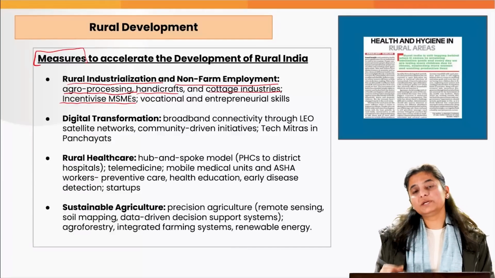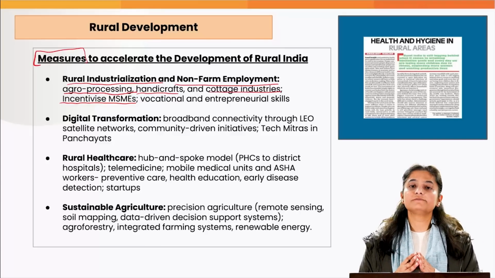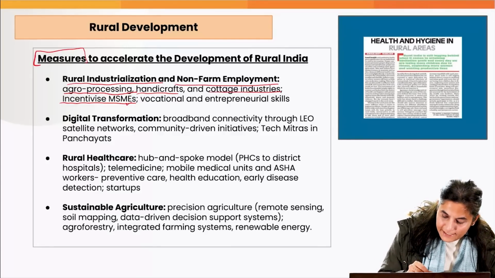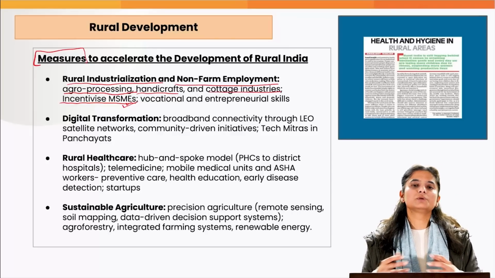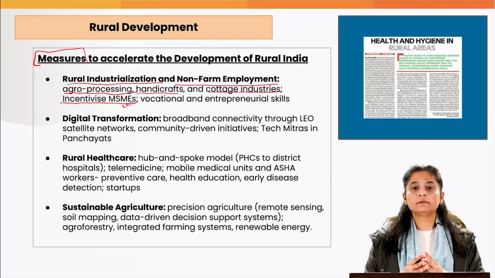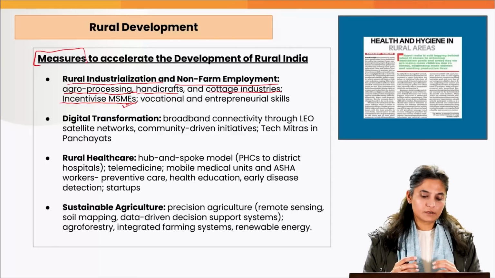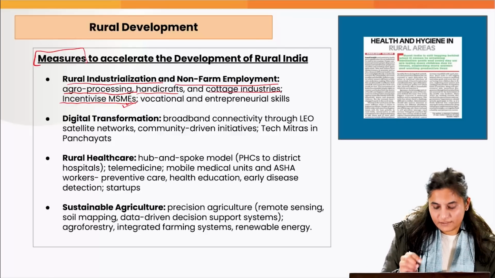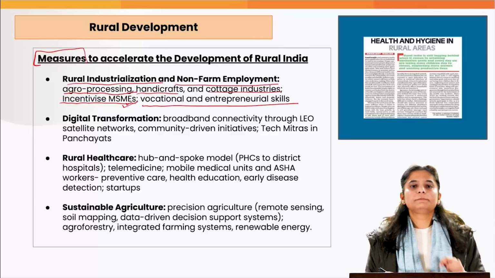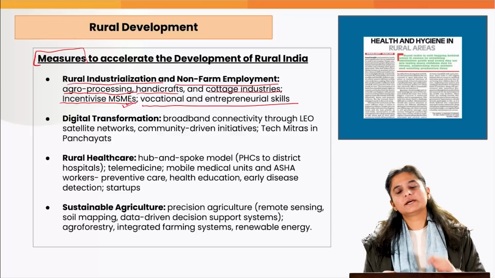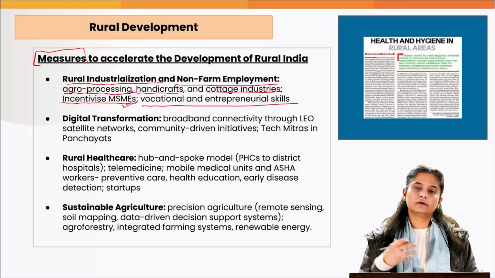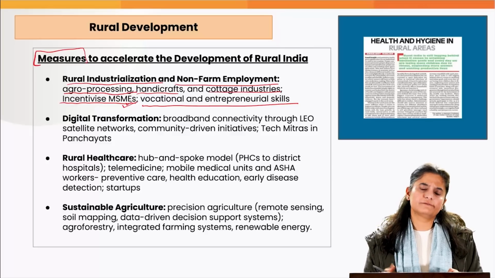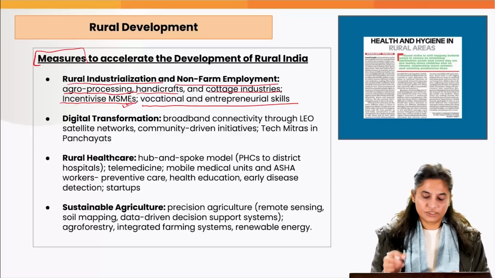Then for this, we also need to incentivize organization of MSMEs, micro, small, and other enterprises. What would happen? This will lead to increased bargaining power, increased organization, and, like I said, economies of scale. We need to ensure that people get vocational as well as entrepreneurial skills to effectively put their skills to use in production, manufacturing, and the products that they are generating.